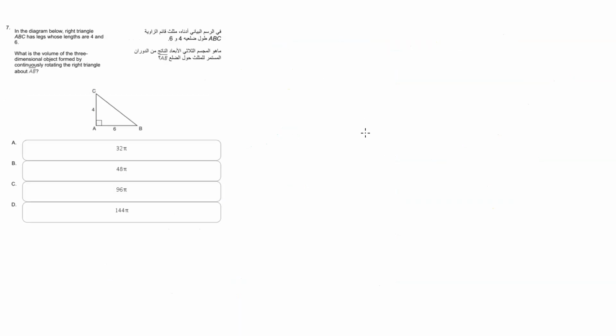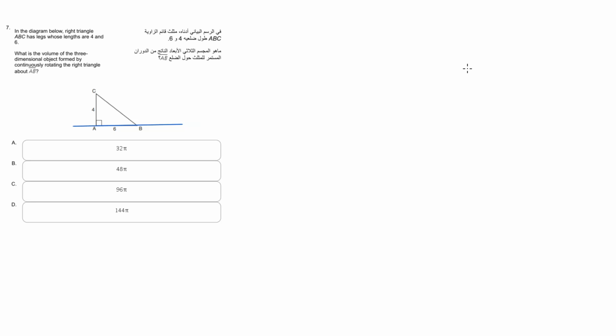This question says, in the diagram below, right triangle ABC has legs whose lengths are 4 and 6. What is the volume of the three-dimensional object formed by continuously rotating the right triangle about AB? So there's a lot to digest here. First of all, we've got to figure out what kind of shape we are going to get when we rotate this triangle about AB. Where is AB? It's right here, this line right here.